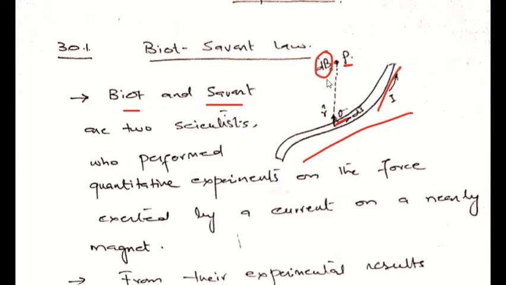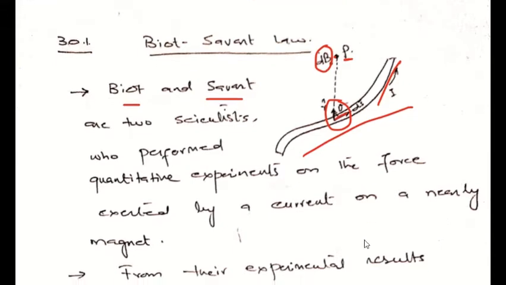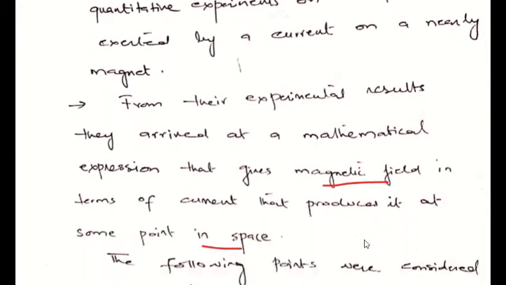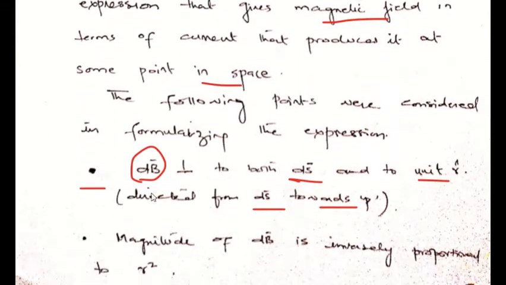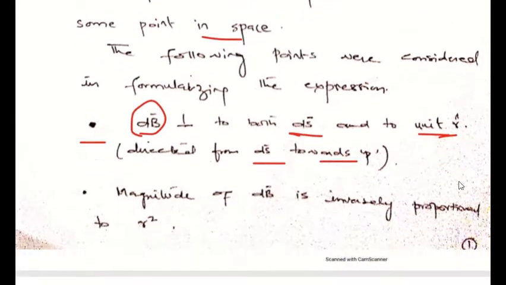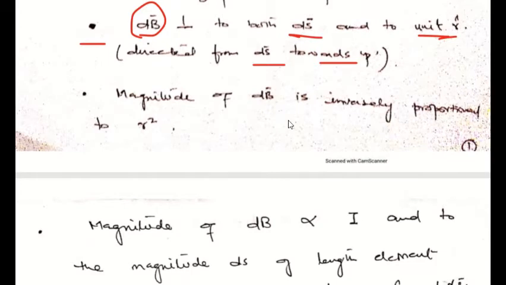And this dB, if we consider the direction of ds and the direction of the point P at which we have to calculate B, if we take the direction of these two, then this B is coming out of the plane, that is out of the screen of the laptop. So we have to calculate this dB, and this dB is perpendicular to the length element as well as the unit vector r. The magnitude of dB is inversely proportional to r squared.